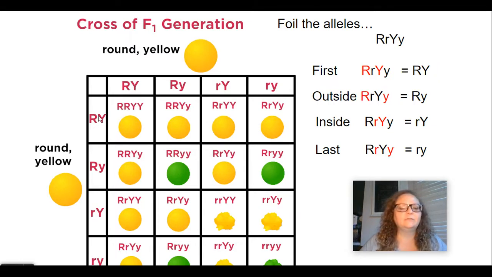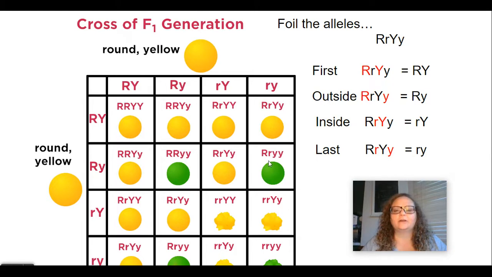Big Y drops down, big Y slides over. Again, this is a dominant trait for this gene, so the phenotype will be yellow. And then we can do the same thing down here. So let's say that the big R is going to drop down here.